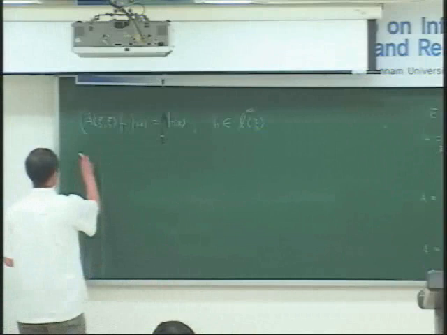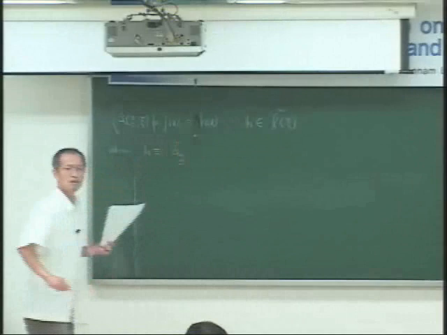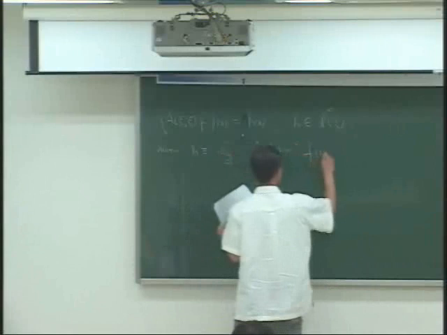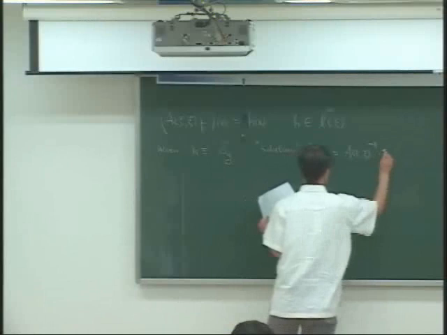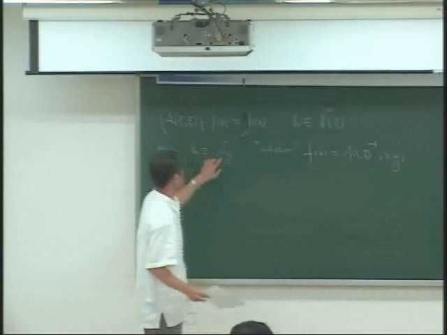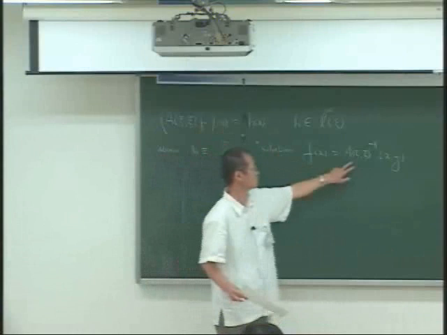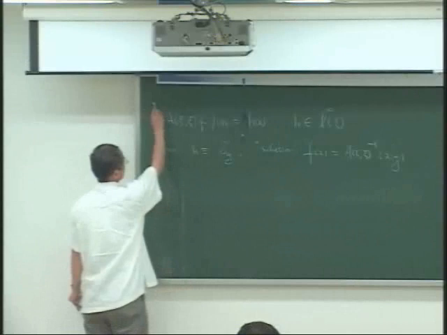Obviously, when H is equal to the Dirac function at the point Y, then the solution, if it exists, F is nothing but the inverse applied to this function. So we put the delta function here, and we find the solution F. Then the solution is nothing but this component which we are looking for. Okay, so we would like to solve this matrix equation.